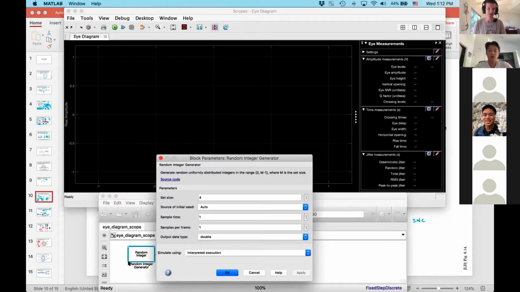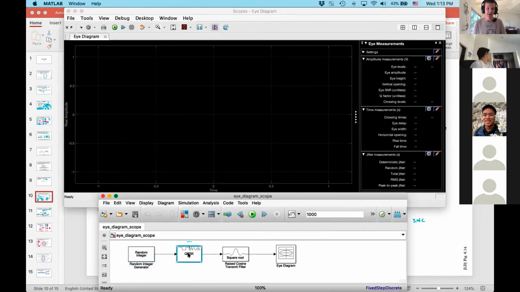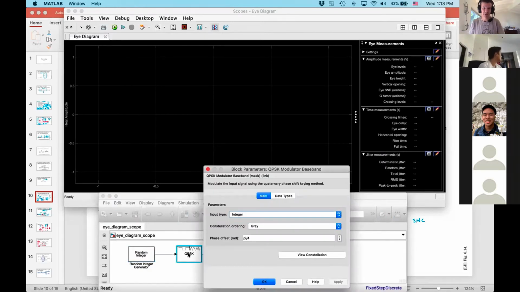But what we've got here is a random integer between 1 and 4. We're just going to do 1 bit per second, so you can think of these as normalized seconds. And yeah, random seed, all that other good stuff. And so for every frame, we get 1 integer between 1 and 4 inclusive. That gets sent to this QPSK block, which takes those integers and maps them into QPSK symbols.